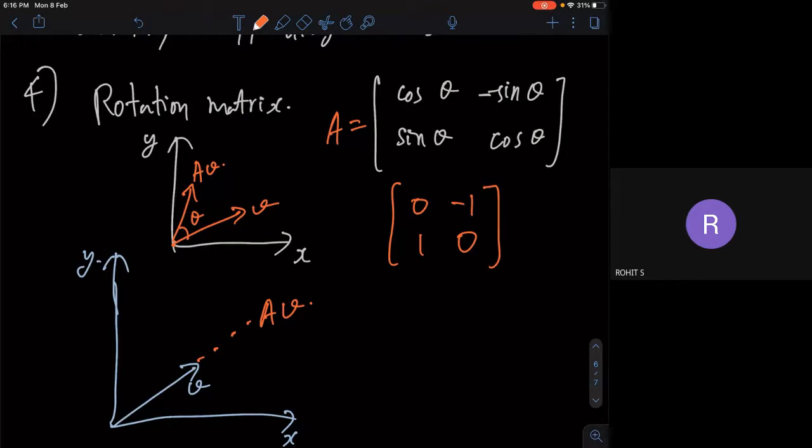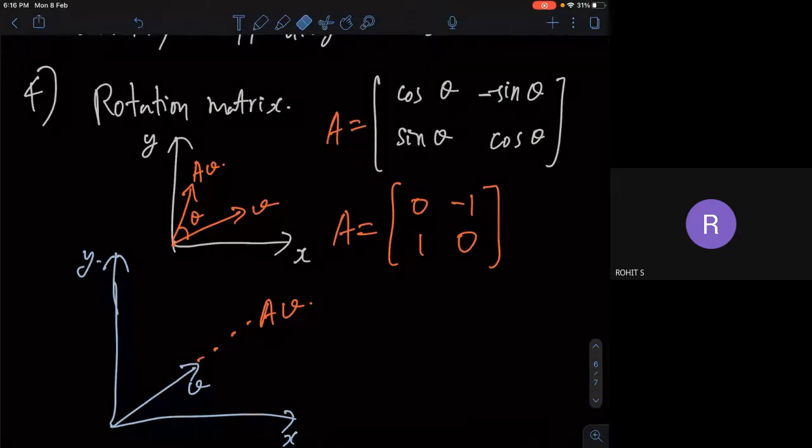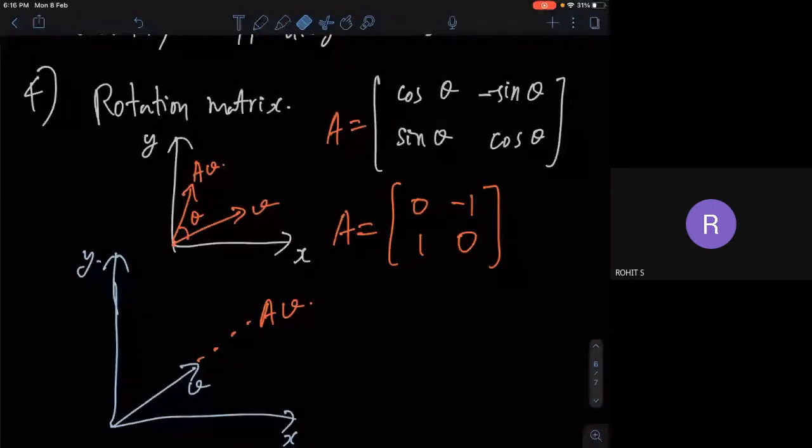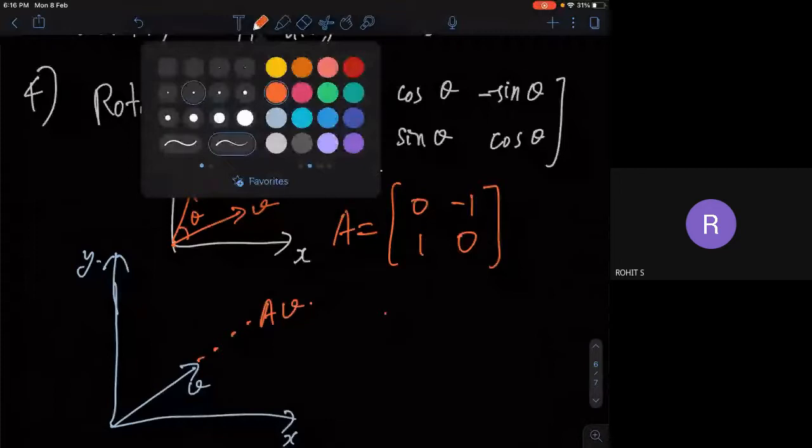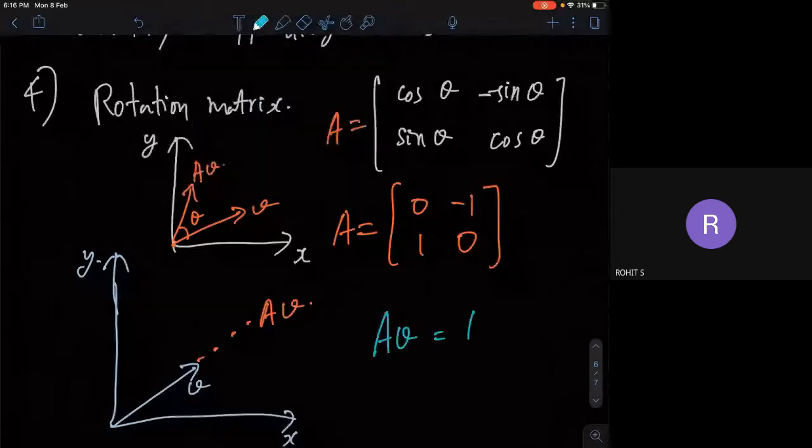So this is now troubling. What are the eigenvalues and eigenvectors for this matrix? Theta equal to n times 2 pi? No, not for any n. I'm taking theta to be 90 degrees now. It's fixed. So this is my matrix A. This matrix is now fixed. Any vector I take, A times v is the vector turned by 90 degrees.